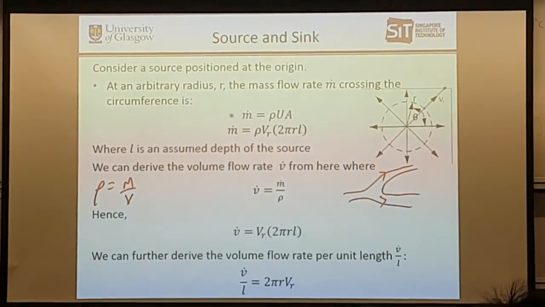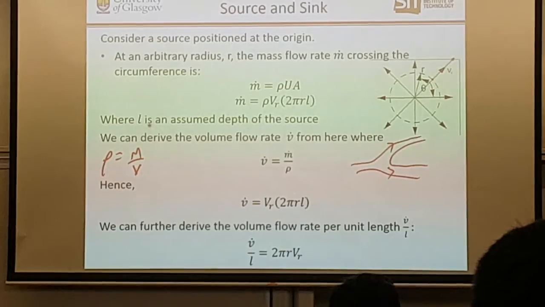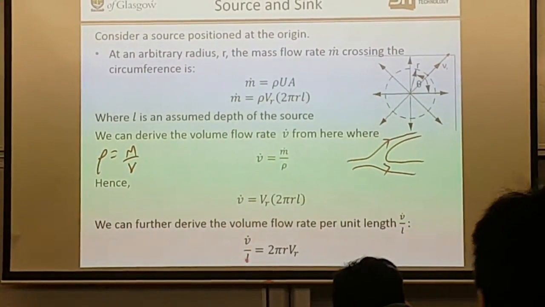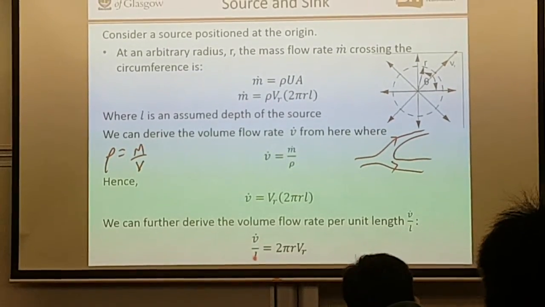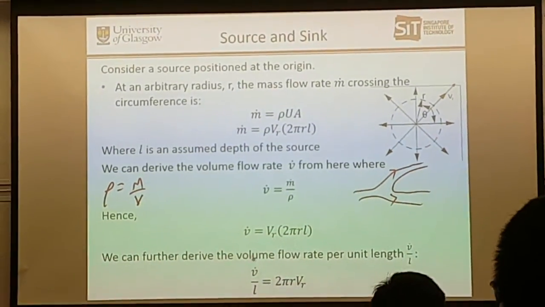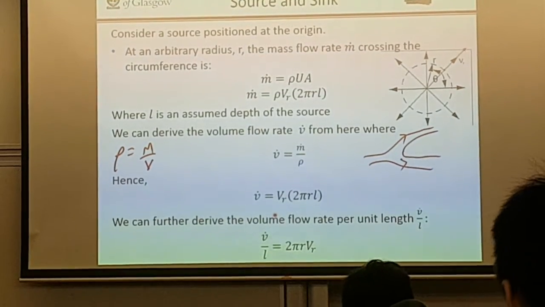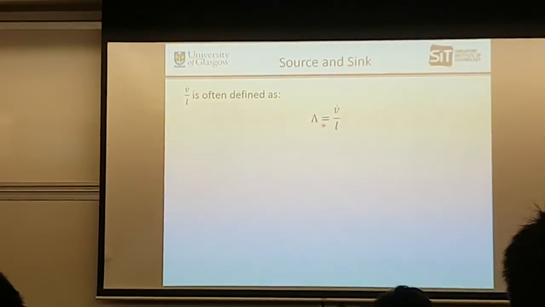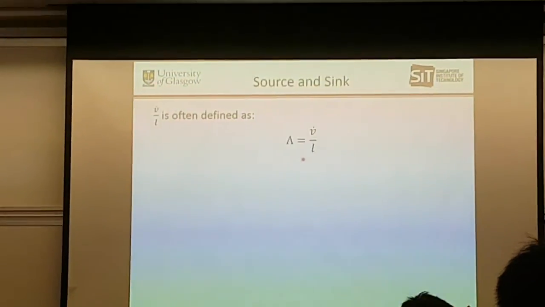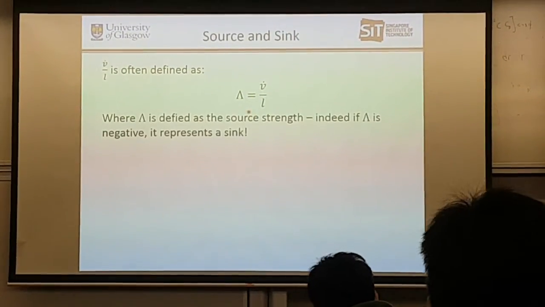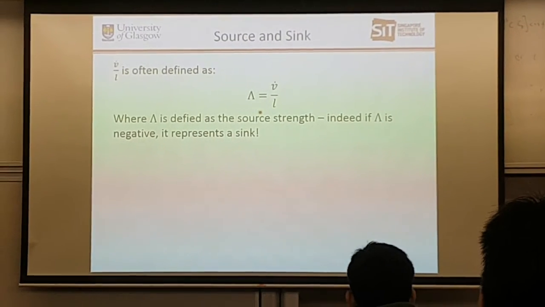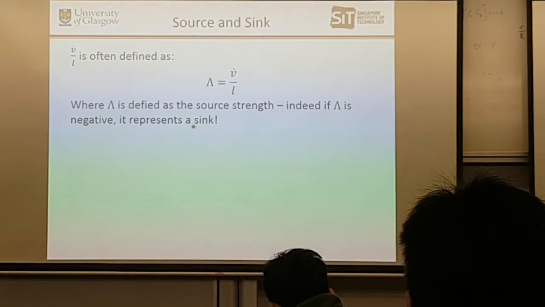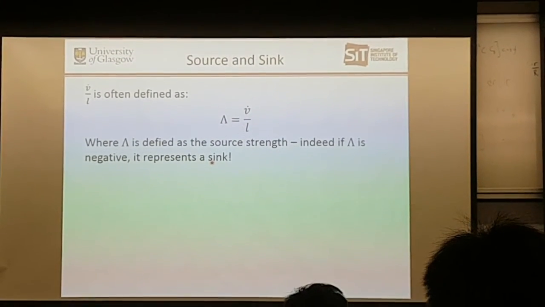Okay, so you can see that even though I assume an arbitrary value of L, at the end of the day I still divide by this L here, so I'll get rid of this L. There's a definition for V dot over L, which always has this symbol here, an inverted V if you like. What this symbol means is that it's the source strength, the strength of the source that we have. If it's negative, it just represents the sink strength, that's all.